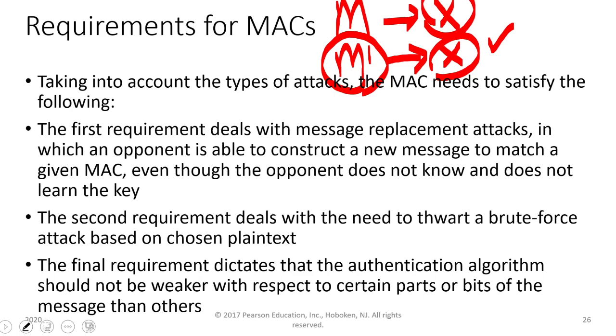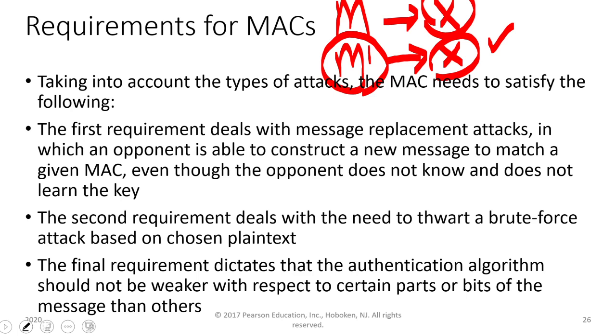So then they can use that. So that is something that we want to avoid. The second thing is to do with brute force attacks. So if they can choose a plain text, say for example, they can keep on doing a brute force attack until they find the suitable code there. So that is also something that we want to avoid.